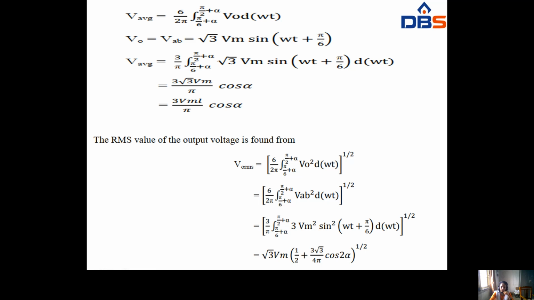So VAB means root 3 Vm sin of omega t plus pi by 6. So 3 by pi, the integral from pi by 6 plus alpha to pi by 2 plus alpha of 3 Vm square sin square omega t plus pi by 6 d omega t, whole power 1 by 2. By simplifying this, we get root 3 Vm times the square root of 1 by 2 plus 3 root 3 by 4 pi cos 2 alpha. This is the RMS value of the three phase full wave controlled rectifier with R load.